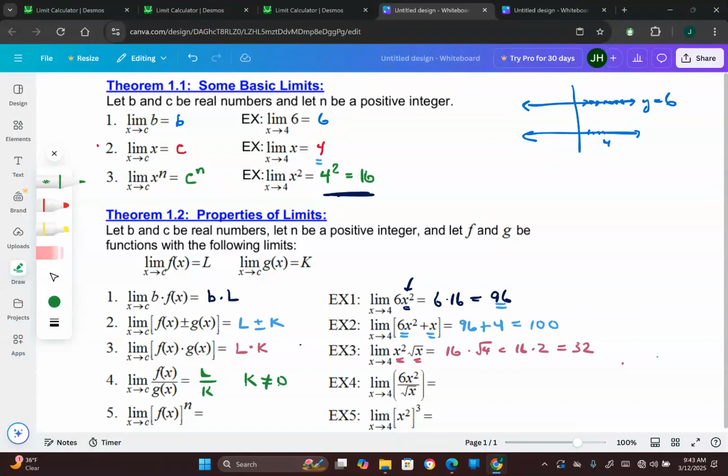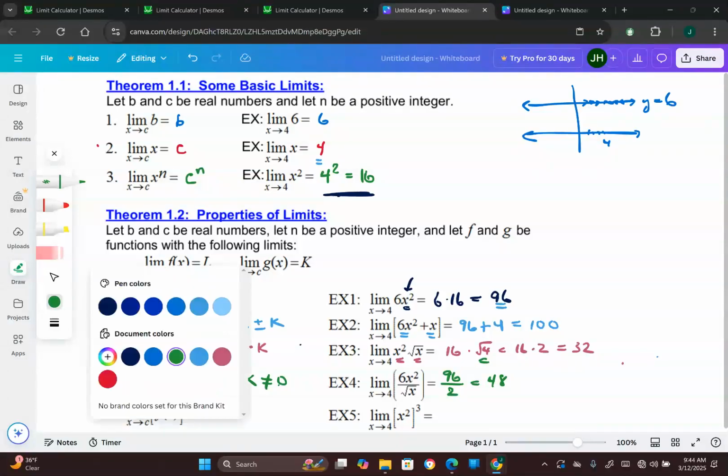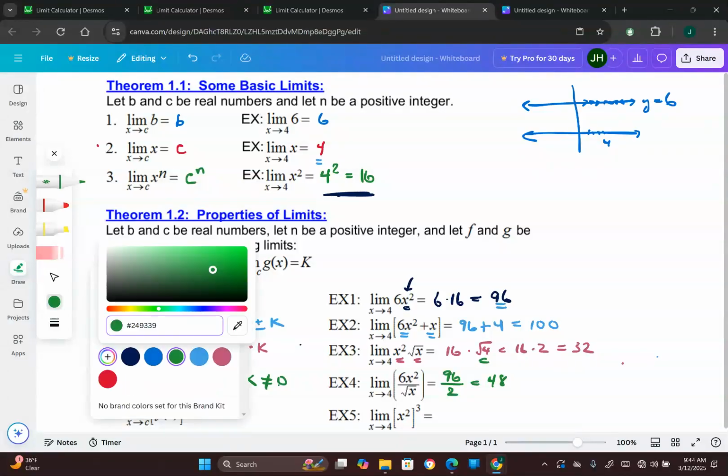So when we look over here at example 4, the limit as x approaches 4: the top we already know from the above example is 96. And we just did the square root of 4 right here. We figured out that was 2. So my limit here is 96 divided by 2. It would be 48. I hope this is all making sense to everybody.